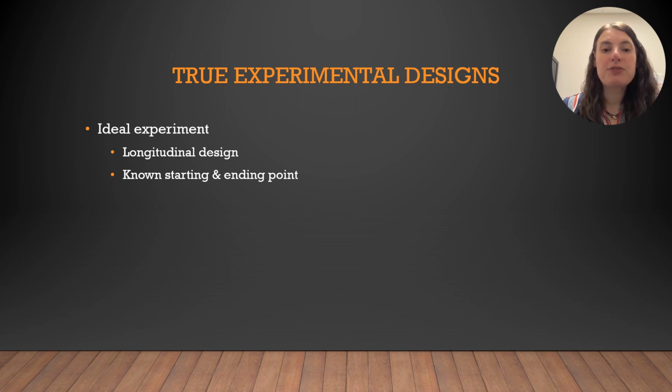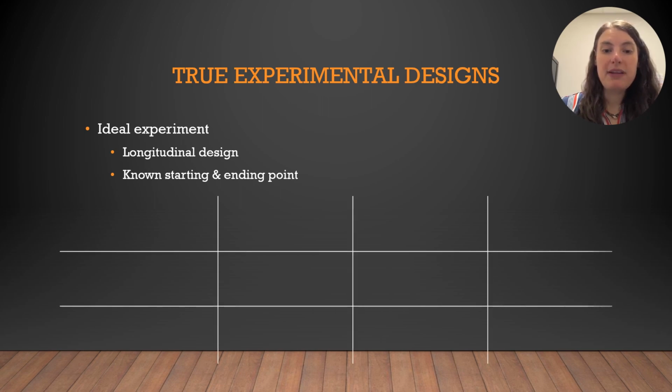The first type of true experimental design that we'll discuss is the two-group pretest, post-test, or what is more commonly referred to as the ideal experiment. This is a longitudinal design that allows for multiple comparisons. So let's look at what exactly this design looks like. To start an experimental design map, I want you to draw out a 3x4 grid.